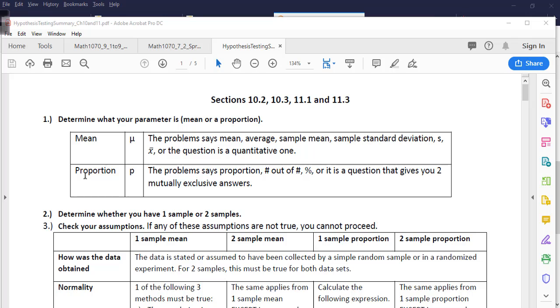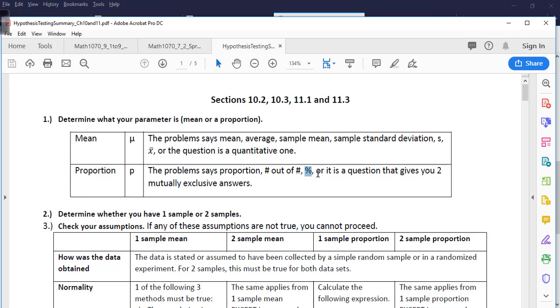If your parameter is proportion or P, then the problem would say something about proportion, or they would give a number out of another number. So 75 out of a sample of 130 people said blah. Or they would give you a percentage. 15% of people believe blah.